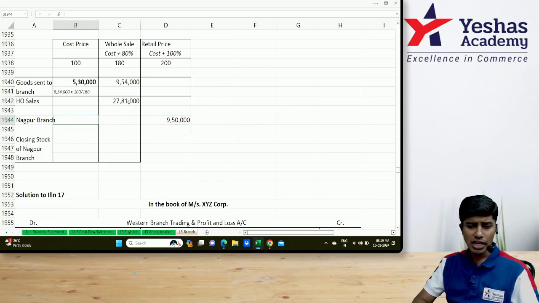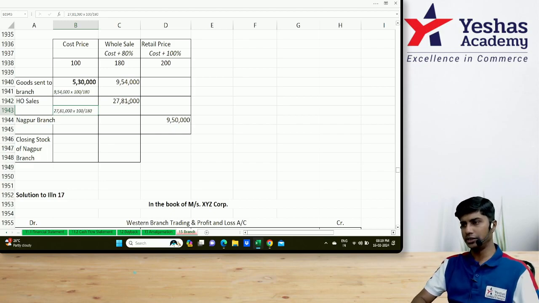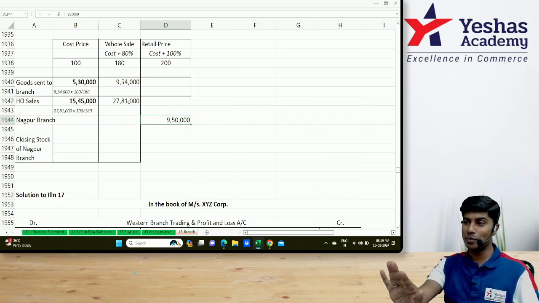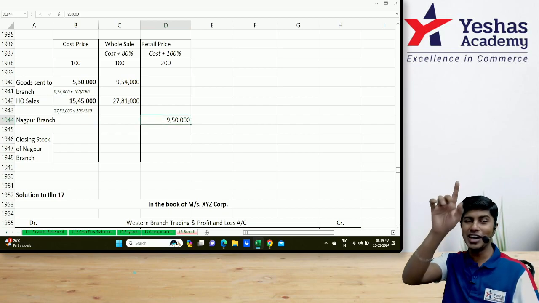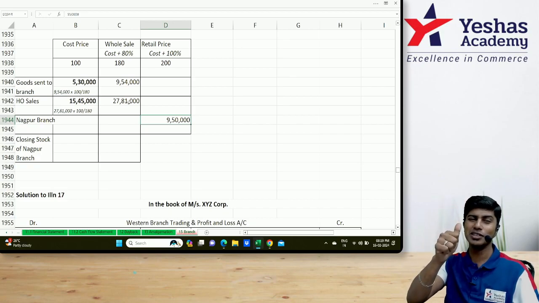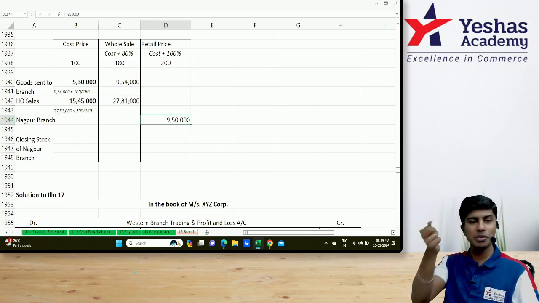Understood this? 27 lakh 81 is 180. How much is cost? 2781 into 100 by 180. How much do we get? 15 lakh 45,000. Understood? Then 9 lakh 50,000 is retail price. For this we want wholesale price. We should write in trading account at what price? Wholesale price or retail price? Wholesale price. And then remove the load in stock reserve.